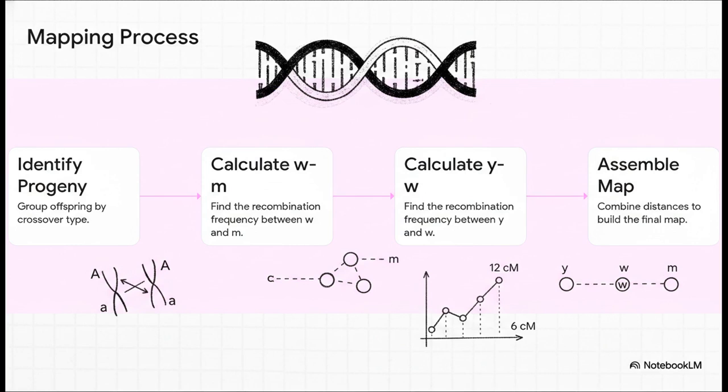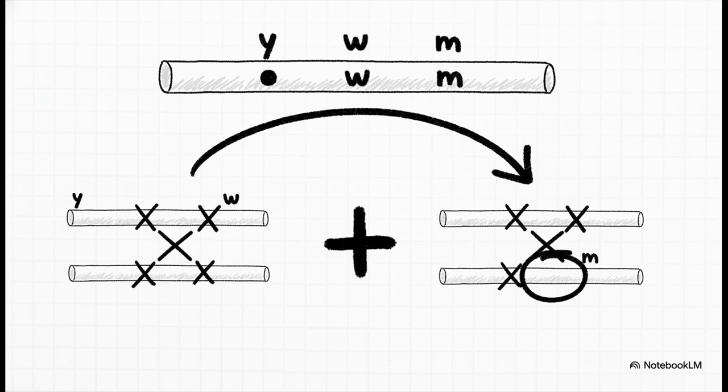So next, we'll calculate the distance between the last two genes, then the first two, and then we just put it all together to build our final map. All right, let's start with the distance between W and M. First, we look at the group where a single crossover happened between them. That group had 1,045 offspring, which is about 32.5% of our total.